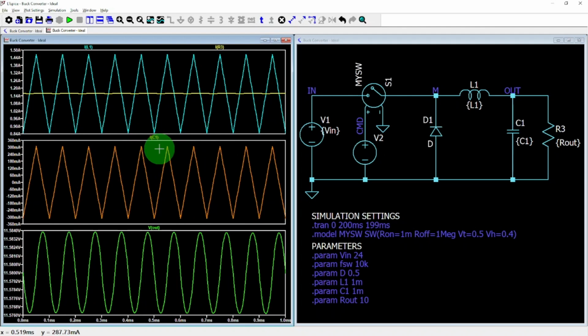Let's see if we can calculate the output voltage ripple for our circuit using a simple formula. If you're curious about where this formula comes from, check out the video linked in the top right corner. It explains the derivation really well.